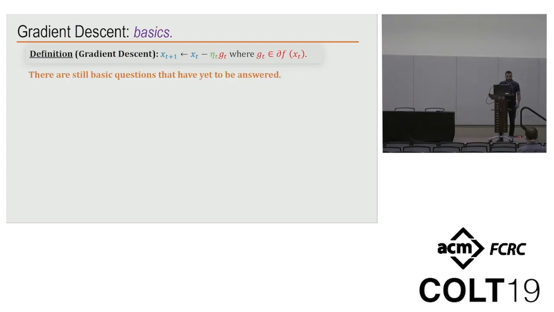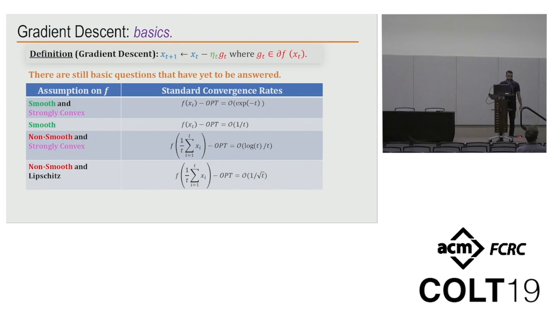And even for an algorithm with such a simple definition, there are still some fundamental and basic questions that have yet to be resolved. So in this talk, we're going to learn about what these questions are, and then we're going to find the answers. But before we move into the definition of these questions, let's take a second to recall some standard results that you can find in your favorite convex optimization textbook.